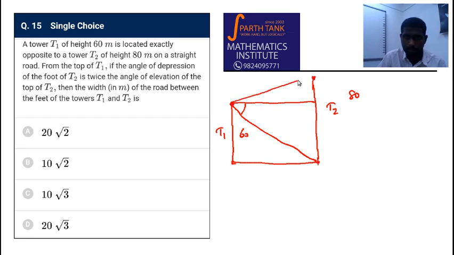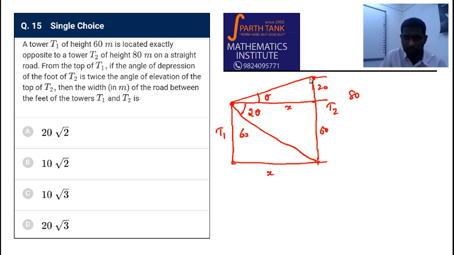Okay. So basically it means this angle is twice this angle. So this is going to be 20 meters here and this is going to be 60 meters here. Find then the width of the road in between the feet of the towers. This width, which is the same here, is how much?